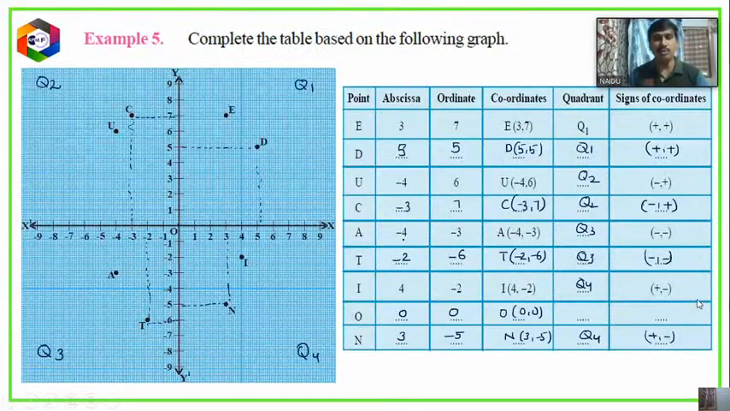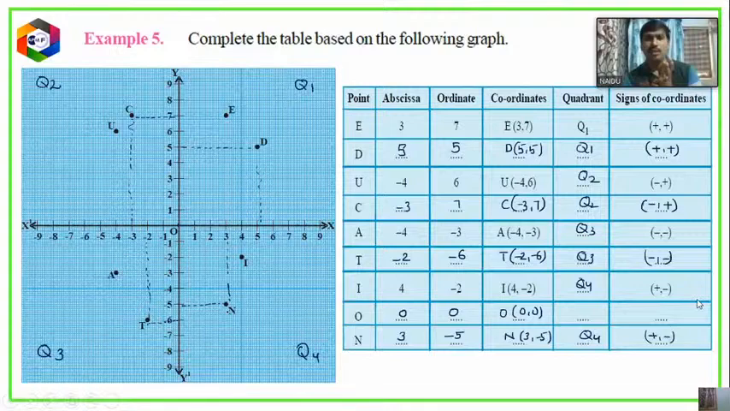If we observe, for every point in the first quadrant, both x and y are positive. Observe this one. And for every point in the second quadrant, since it is the union of the negative x-axis and positive y-axis, the x value is negative and the y value is positive. If you take the points in Q3, both the x value and y value are negative. If you take the points in Q4, the x value is positive and the y value is negative. So this is the basic idea which you have to know.